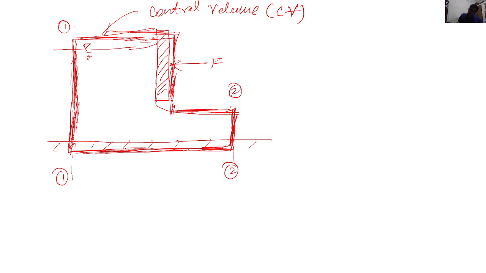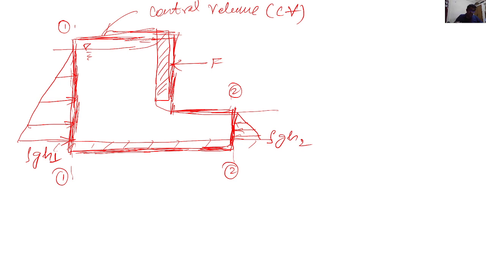This horizontal force is required to keep the sluice gate at its own position. And there are two hydrostatic forces acting on it. The first force is downstream, and it is rho g h2, the pressure. The other one is upstream. It also acts like this, rho g h1. So we are just considering the gauge pressure, and that is why it's zero at the water surface.